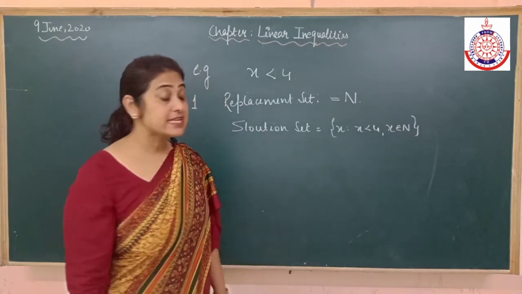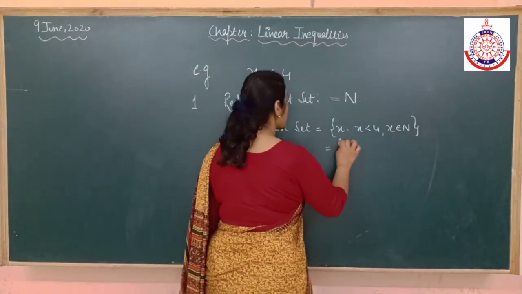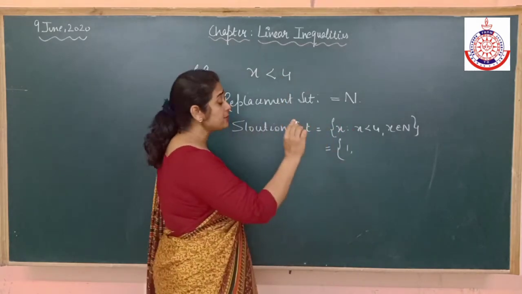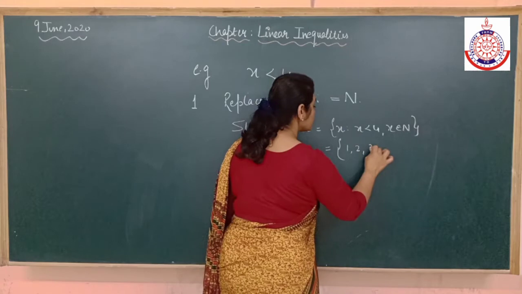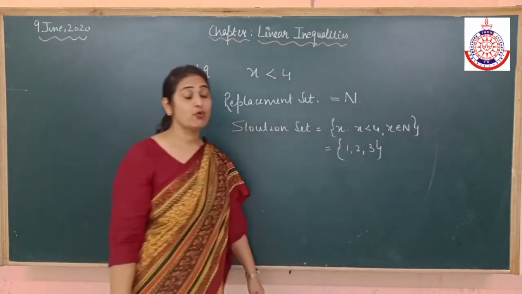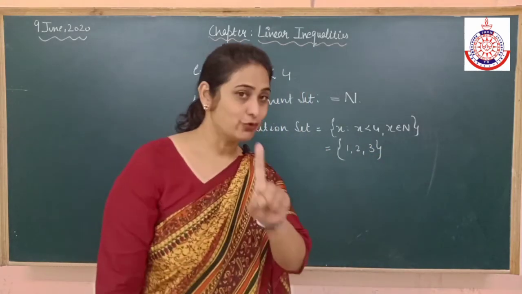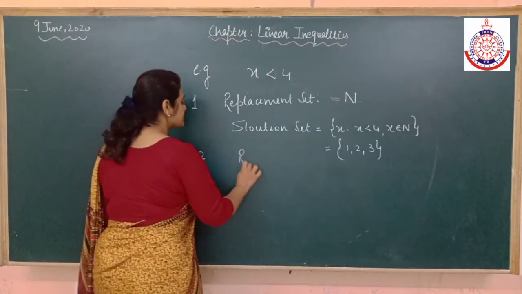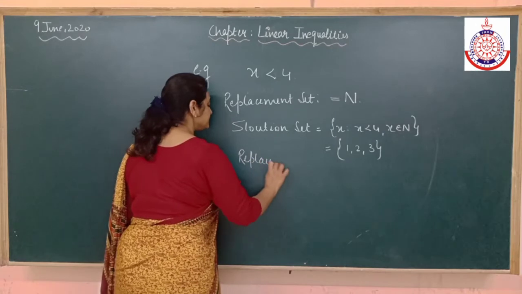We have to write all natural numbers which are less than 4. If I write it in roster form, which ones will come? Natural numbers start from 1: 1, 2, 3. Because it is less than 4, I can't take 4. Alright children, clear?